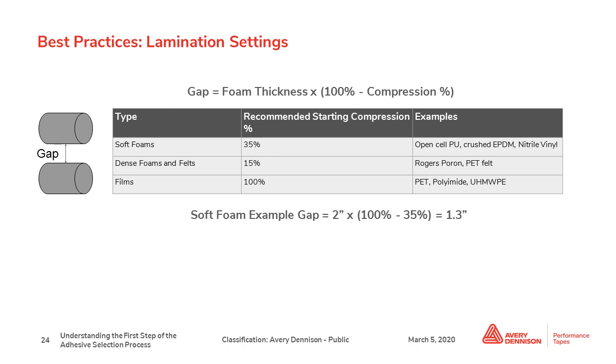Then for films and foils, we just recommend you go 100% with compression, so basically no gap at all. The way the tape and the foil will work, you won't get wrinkles at 100%, and it should laminate totally fine.